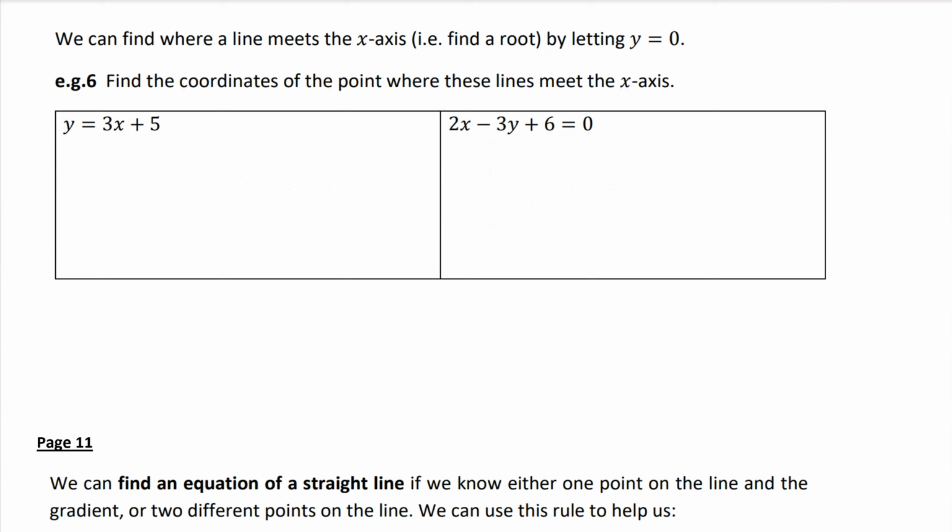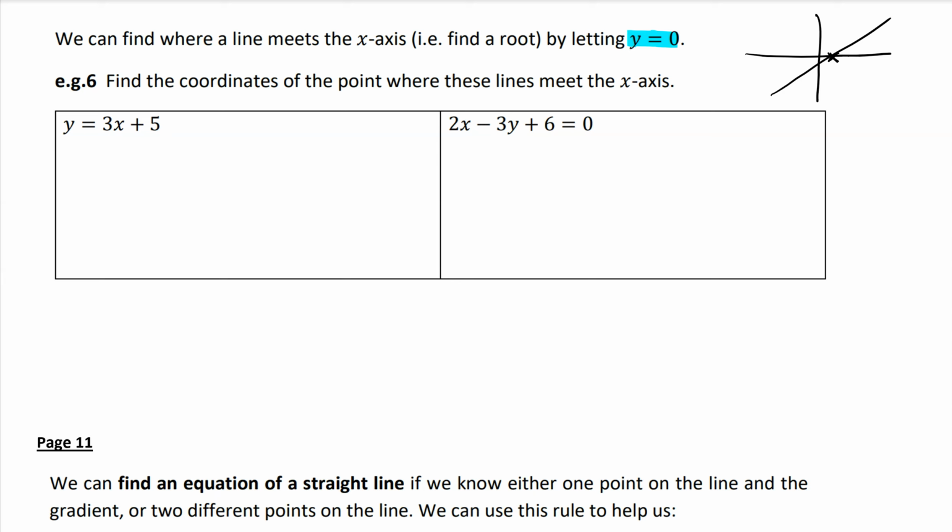The next example, we're going to find where a line meets the x-axis, what we know as finding a root. So if we have some axes here, what we're talking about is where does it cross the x-axis. So let's say I just have a line like this. We want to find the root, okay, where it crosses that x-axis. And we can do that by just letting y equals 0. And that's because every point on the x-axis has a y-coordinate of 0.